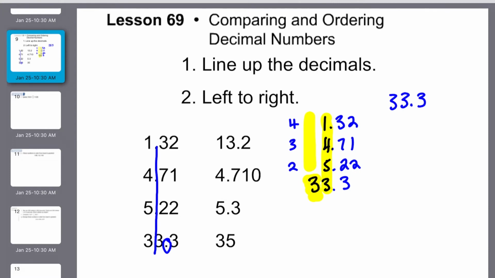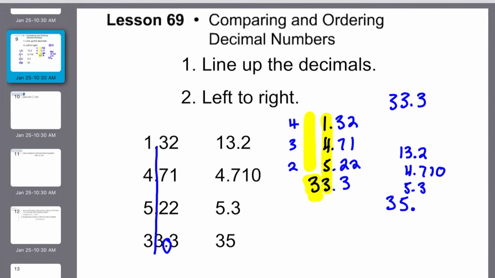If I look at this next column, and I wanted to determine which number is greatest and least, I just line up those decimals once again. So 13.2, 4.710, 5.3, and then 35. Since there's no decimal, you put the 35 all the way to the right. If you want to add a decimal there, you can.